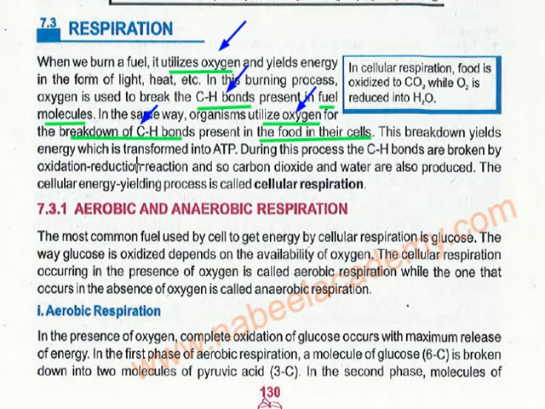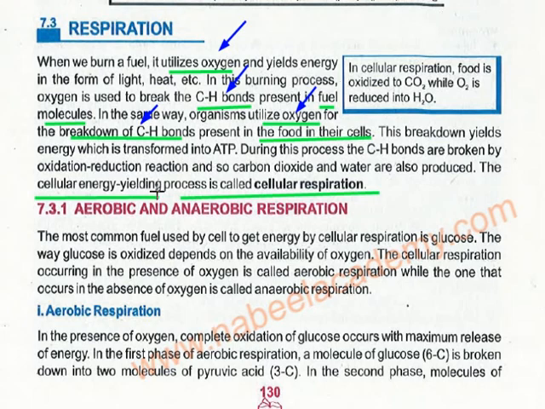This breakdown yields the energy which is transformed into ATP. If we are going to use the energy, it will be used. If we are not going to use it, it will be stored in the body to use in further days. During this process, the CH bonds are broken by oxidation reduction reaction, and so carbon dioxide and water are also produced. So this is the process of respiration. This cellular energy yielding process is called cellular respiration. Understand?